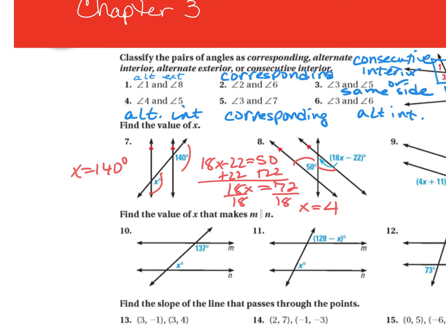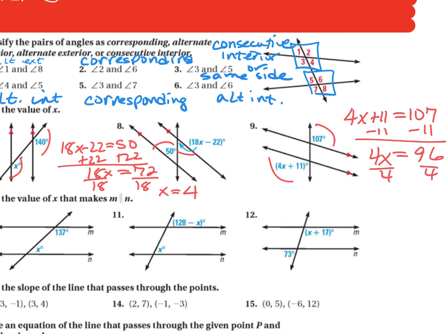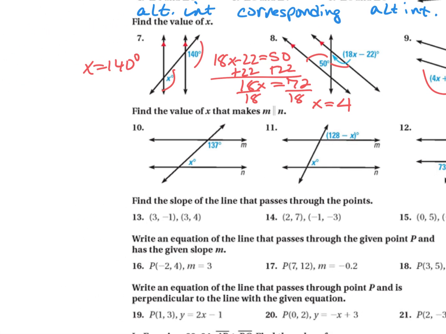And number 9, these are alternate exterior, which are congruent. So 4x plus 11 equals 107. Subtract 11. 4x equals 96. Divide by 4, and x equals 24. Now, to find the value of x that makes m and n parallel, these are going to be same side interior or consecutive interior. So these are supplements. So all I have to do is 180 minus 137, and x equals 43 degrees.